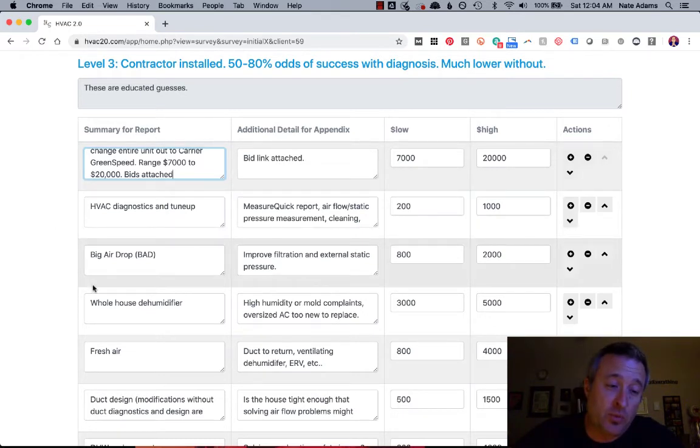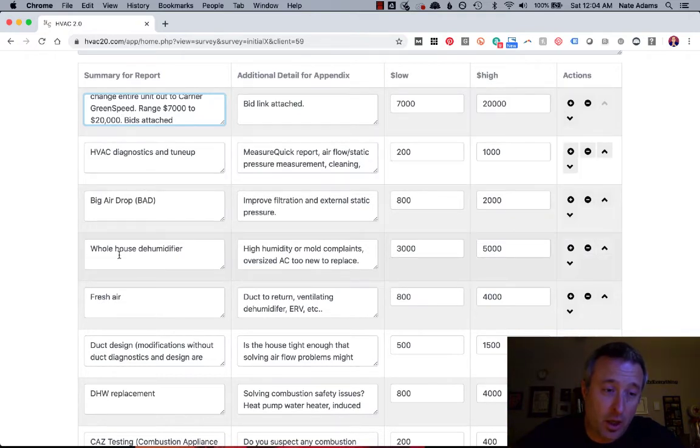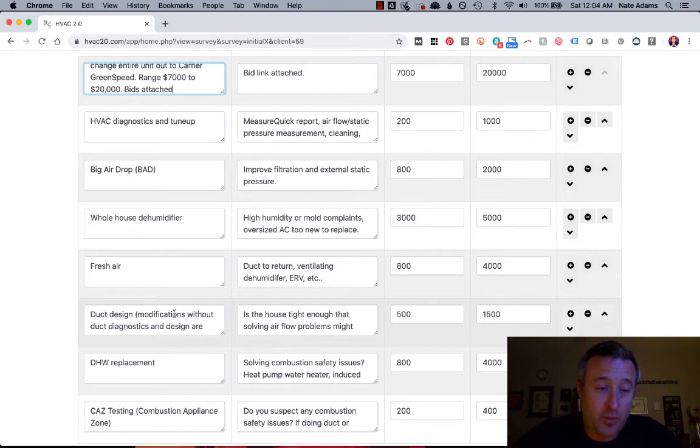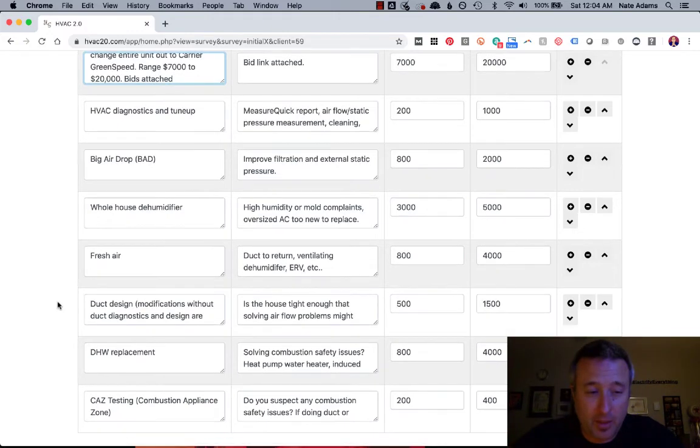If you want to quote them something separately, you'll notice that these largely follow the 6 functions of HVAC. So here's your right sized. You may want to do a fresh air vent. You can do that with a ventilating dehu. You can do that with an ERV if you like. It can just be a scuttle. Whole house dehu, big air drop, or big ash drop. If you look at it and you're like, boy, this system is a train wreck, you can recommend a duct design. Or if they're going to do an addition or something like that, that may make sense.